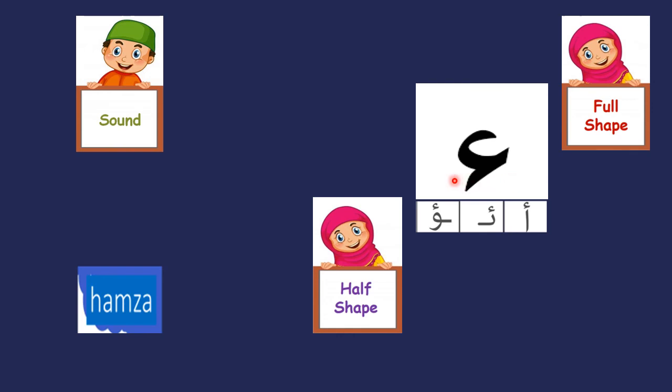This is the shape of Hamza, and it has no specific half shape like Alif, because Alif and Hamza interchange with each other. When the harakat comes on the Alif, we call it Hamza, so it changes its shape accordingly. Its sound is Hamza.